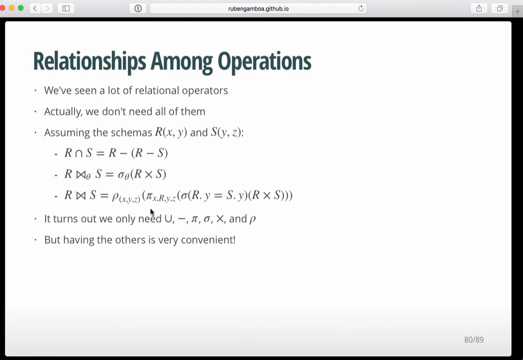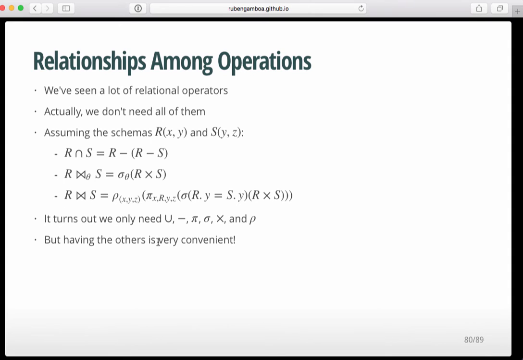I'm sorry, let me start over on that one. Okay, so here's what we'll do. We'll take the cross product, and then we'll take a selection, but the selection that we're doing is on the equality of the columns that are equal, right? And then we'll project so that we have one copy of those equal things. We don't want r.y and s.y, okay? So we'll just split that. And then we'll rename it so that it's just x, y, and z instead of x, r.y, and z. It's a little fancier than it needs to be, okay? But the point is that, yeah, we don't need natural joins, okay?